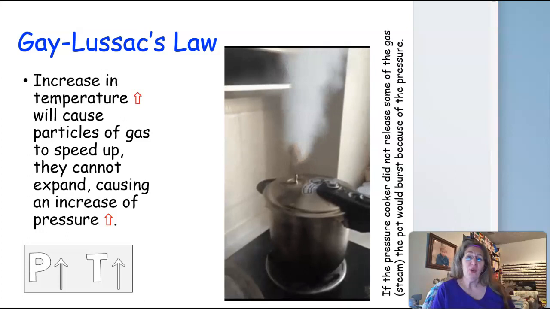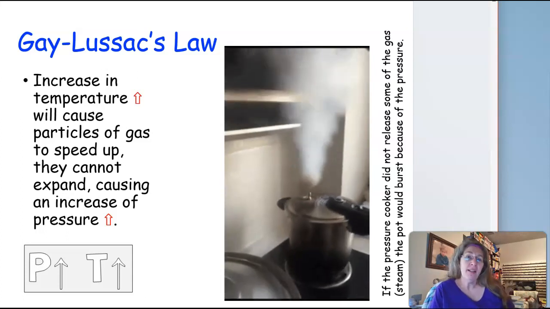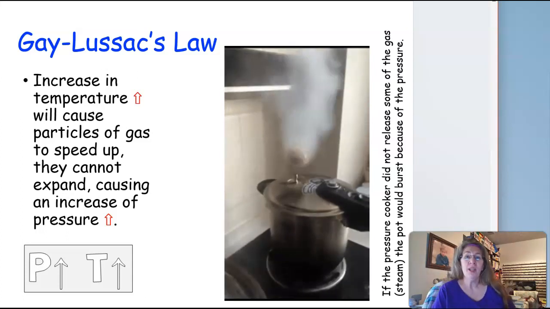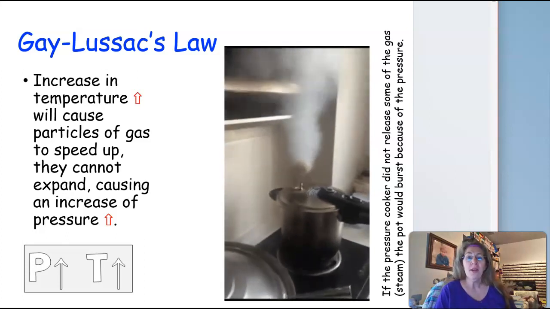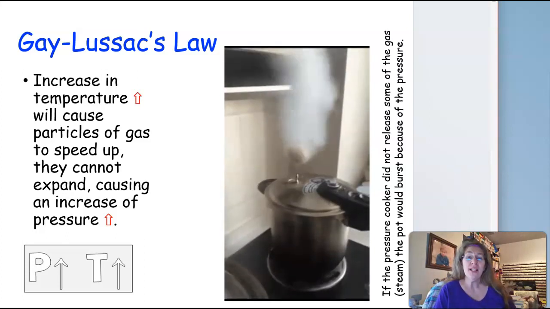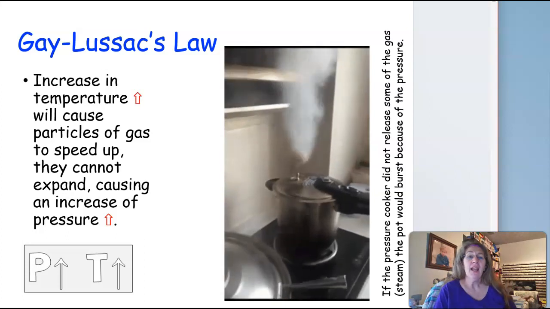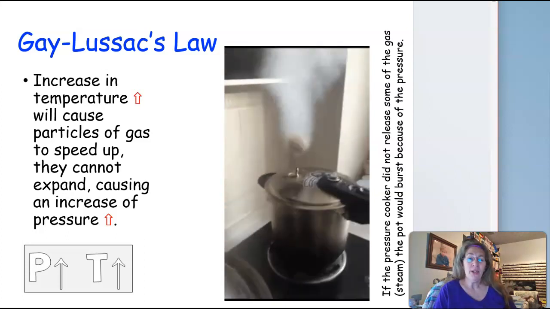Increase the pressure, increase the temperature. Some recipes call for things to be cooked in a pressure cooker, meaning that we can increase the temperature inside the pot by increasing the pressure.